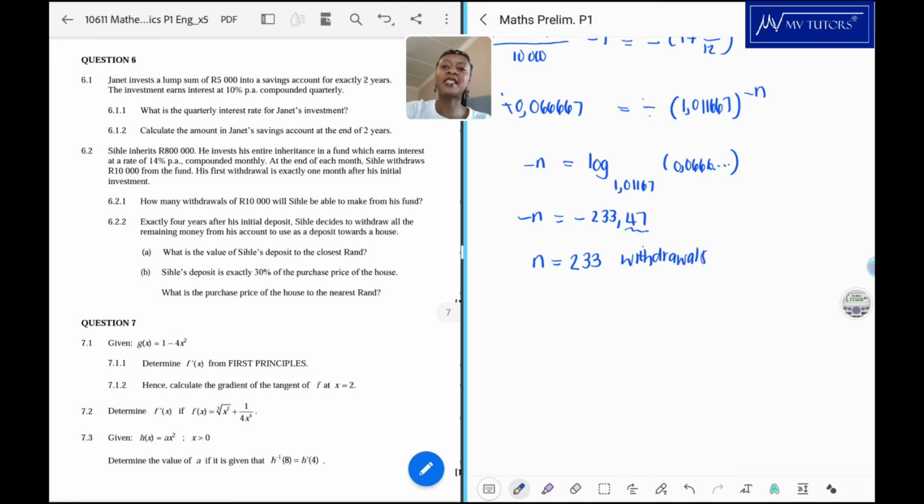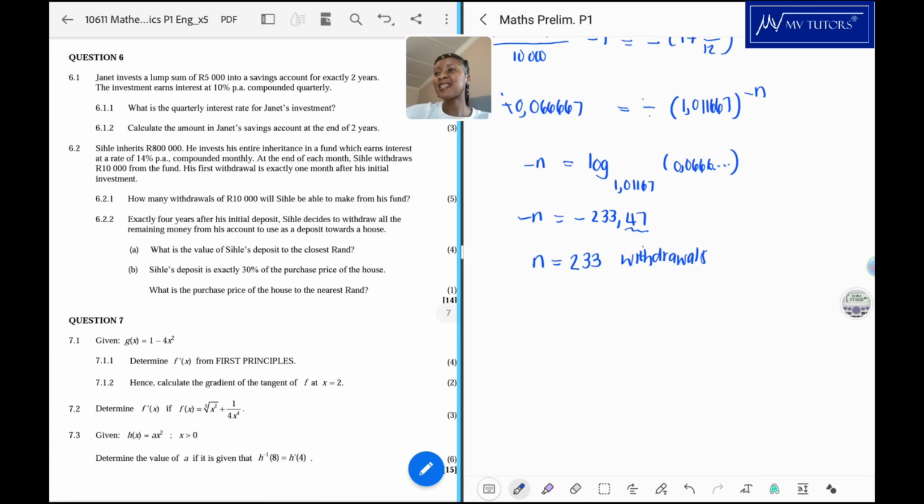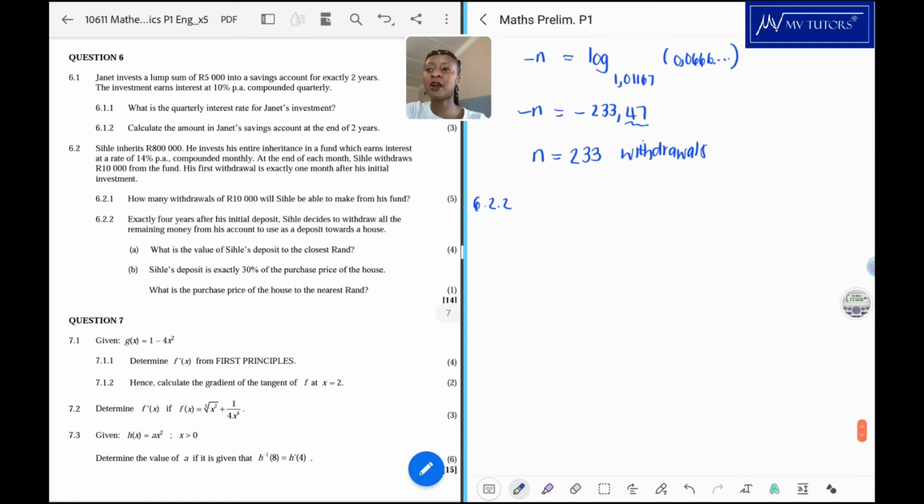This other decimal just means that after he makes 233 withdrawals, there'll still be some money left. Okay. Cool. How many marks was this? 5 marks. Okay. And then 6.2.2, it says exactly 4 years after his initial deposit. Okay, so I'm thinking 4 years. How many months? Because this thing is compounded monthly. 4 times 12, which is 48 months.